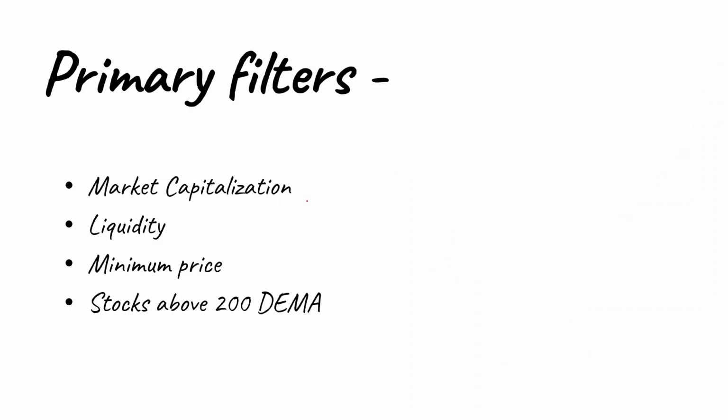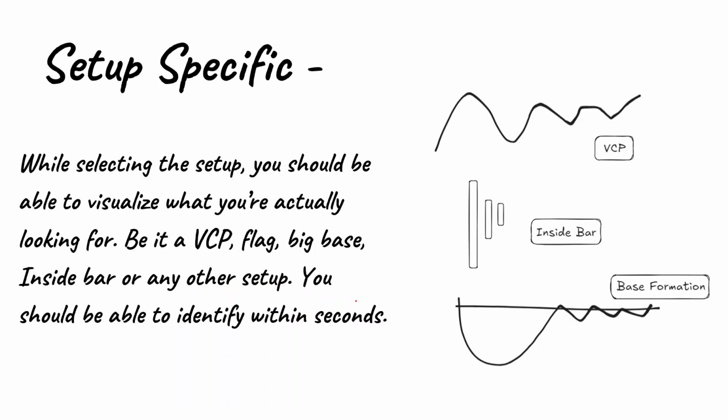So primary filter, as I said: market capitalization, liquidity, minimum price, and the stocks above the 200-day moving average. As a trader, you shouldn't be looking at the stocks which are below the 200-day moving average, because that simply defines that they have been in a long-term downtrend.